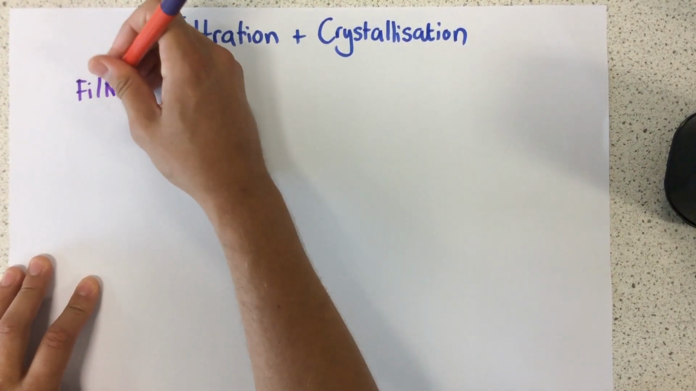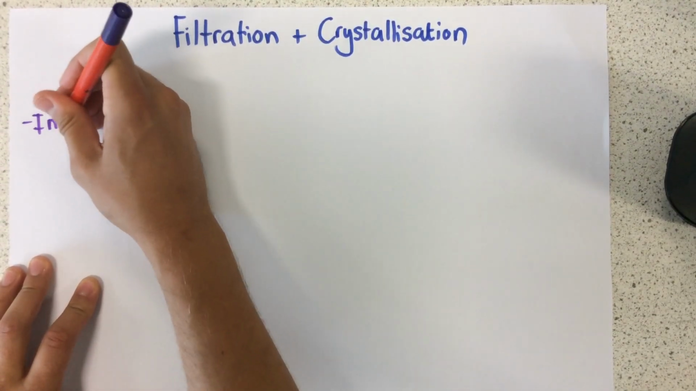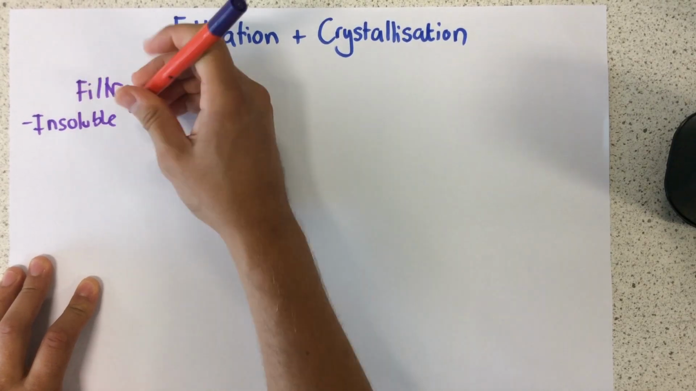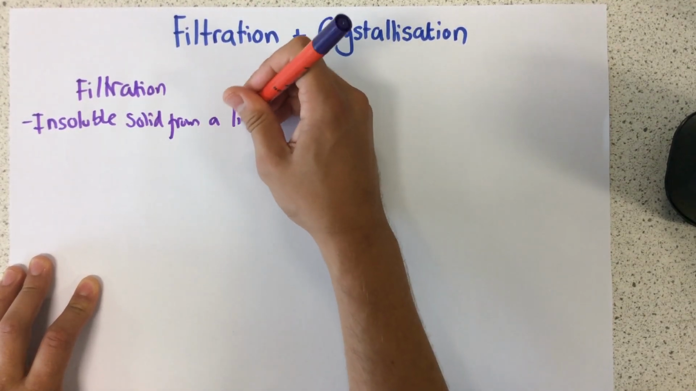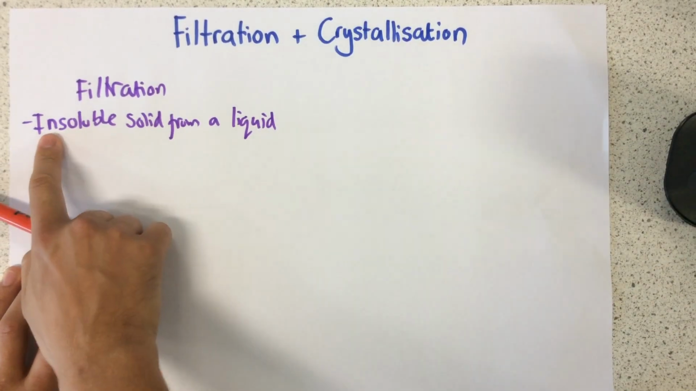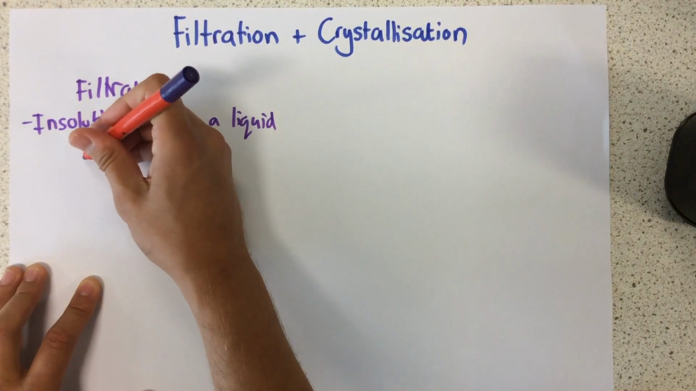So, filtration is when you want to separate an insoluble solid from a liquid. So what insoluble means is it does not dissolve. So let's have a look at an example.